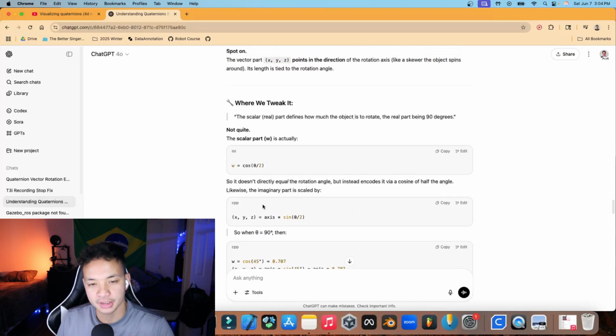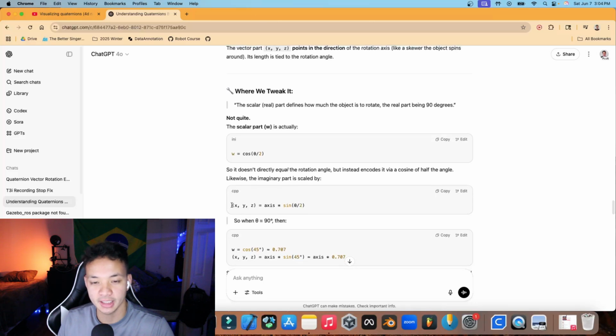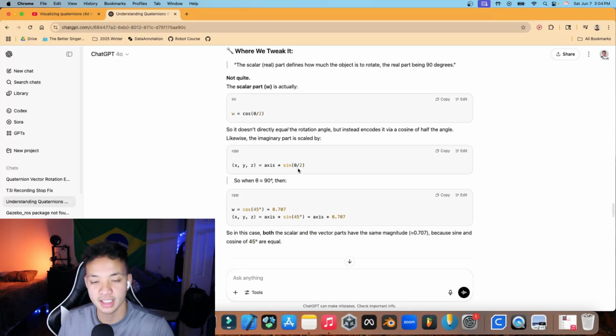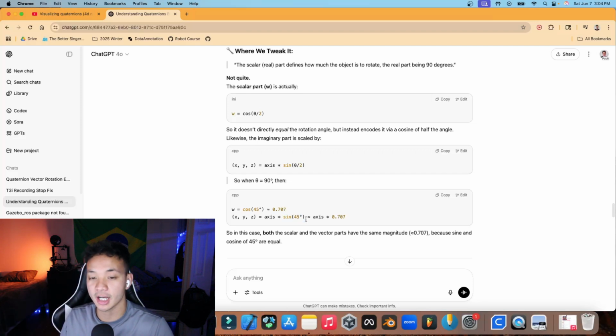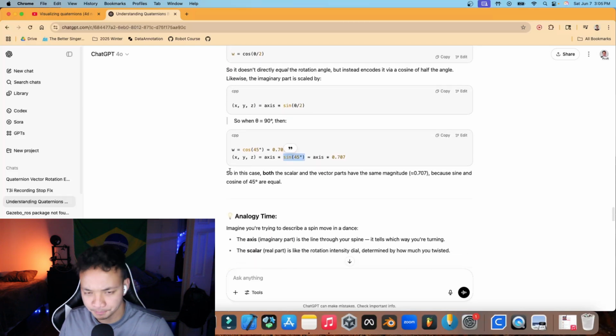Okay, likewise, X, Y, and Z are the axis times sine theta over 2. So when theta is 90 degrees, then X, Y, Z is equal to the axis. So this is getting multiplied by sine 45 degrees. I'm assuming it's because it's like a hypersphere, right? Because you need to multiply by this. Okay, I guess. So in this case, both the scalar and the vector parts have the same magnitude, 0.707, because the sine and cosine of 45 are equal.